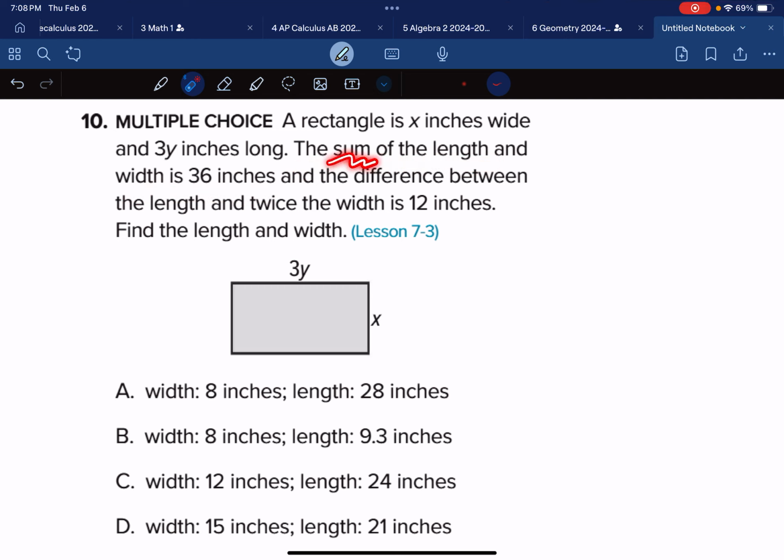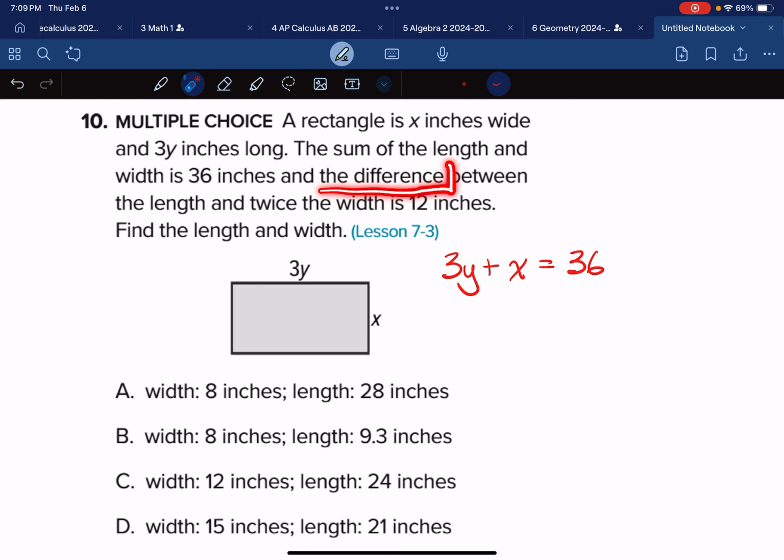Let's do that now. Sum means add. So add the length. Well, it says the length is 3y. So I'm going to just do 3y plus the width. It tells us that the width here is x, so I'm going to add x. So now this says the sum of the length and width is. Whenever you see the word is, that always means an equal sign, and then 36. And okay, so that probably means there's a new equation.